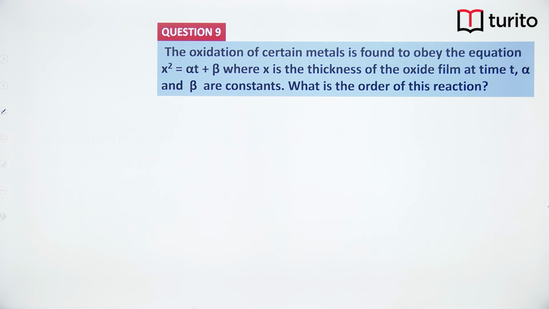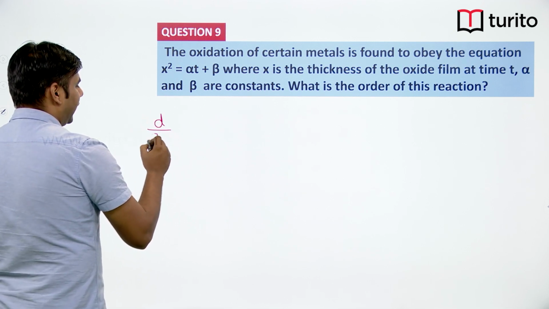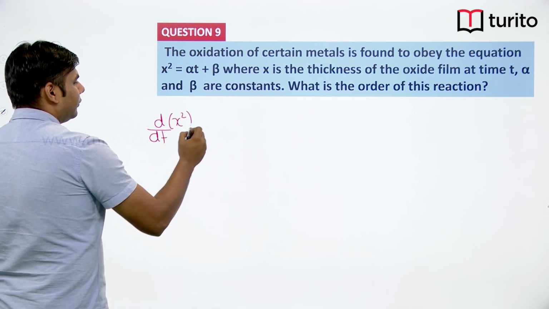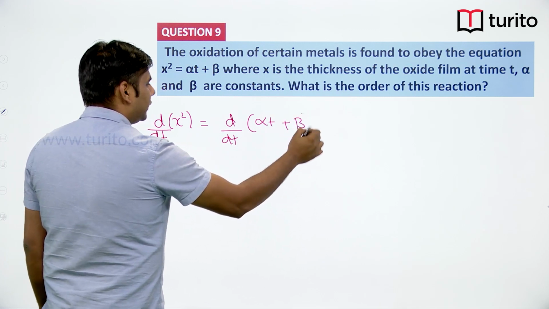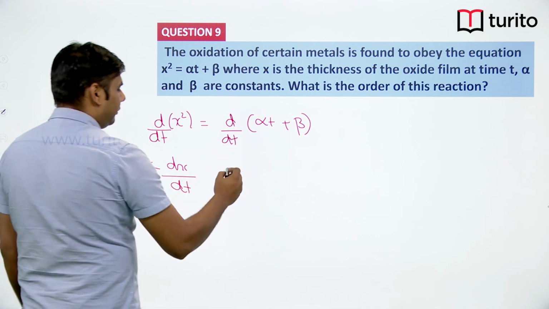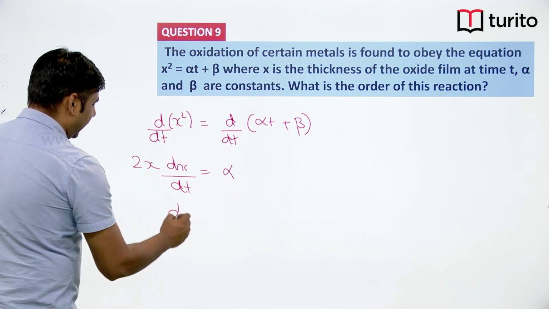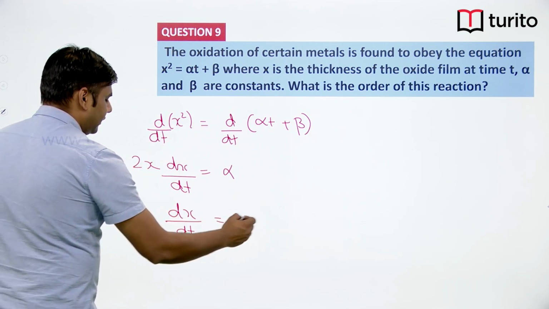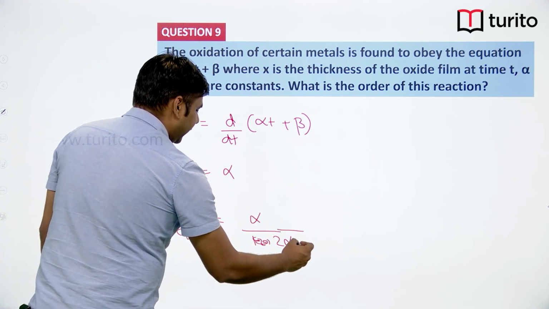Basically, to determine the order, we need to know the rate law. For the rate law, we can derive a differential rate law. So what we'll do is differentiation with respect to time. When we differentiate with respect to time, this will change into 2x dx by dt equals alpha, and the constant beta will be 0. So I can write dx by dt as alpha upon 2x.